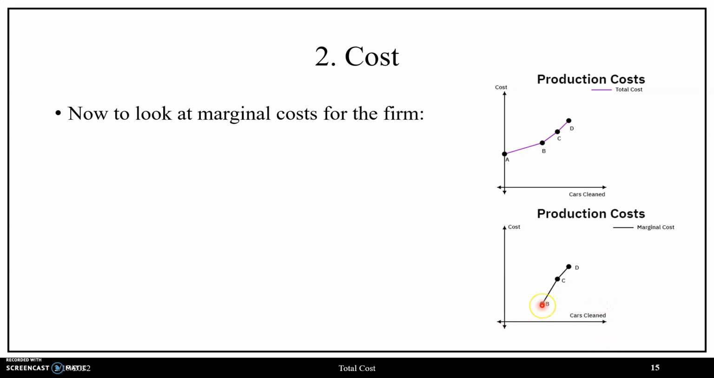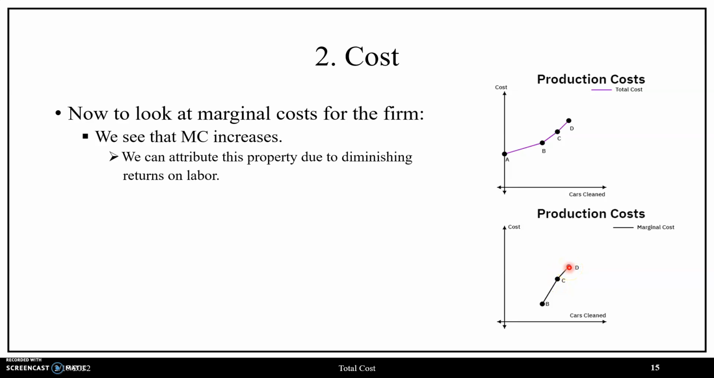The property that we want to observe with marginal cost is that it's upward sloping and increasing from points B to C and C to D, and the rationale for this is that we can attribute this to diminishing returns on labor. So where we'll pick up in our next video is discussing average costs.